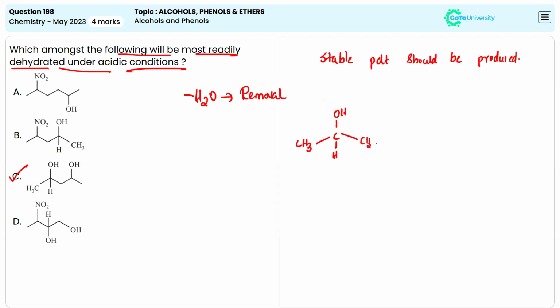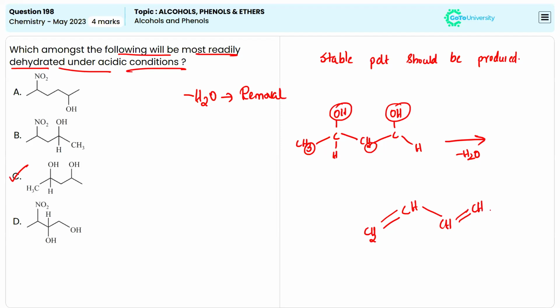OH, CH2, COH, H. So when they are undergoing dehydration, we can see that one hydroxyl group and one hydrogen will be removed, right? So here we have two hydroxyl group. So the hydroxyl group from this one and hydrogen from here, and similarly the hydroxyl group from here and one hydrogen from here will be removed, and they will produce CH2 double bond CH, CH double bond CH.